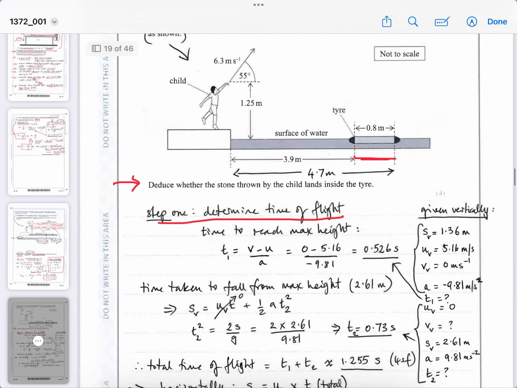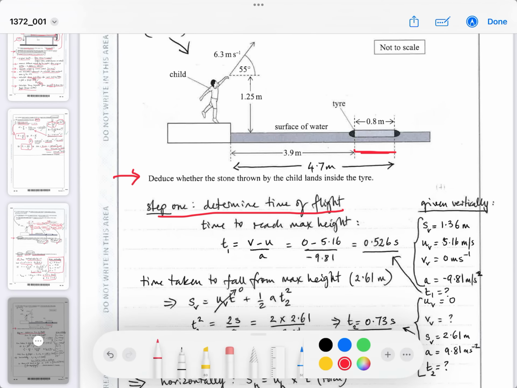I'm just going to move the screen up a bit. We're going to work on the vertical motion, and this time we want to work out the time. So we know S was 1.36 meters for it to reach back down to this height. It's going to go up, then come back to that height and then fall another 1.25 meters. So there are almost 3 stages: going up, coming back down, and then keep going down. So that's stage 3.